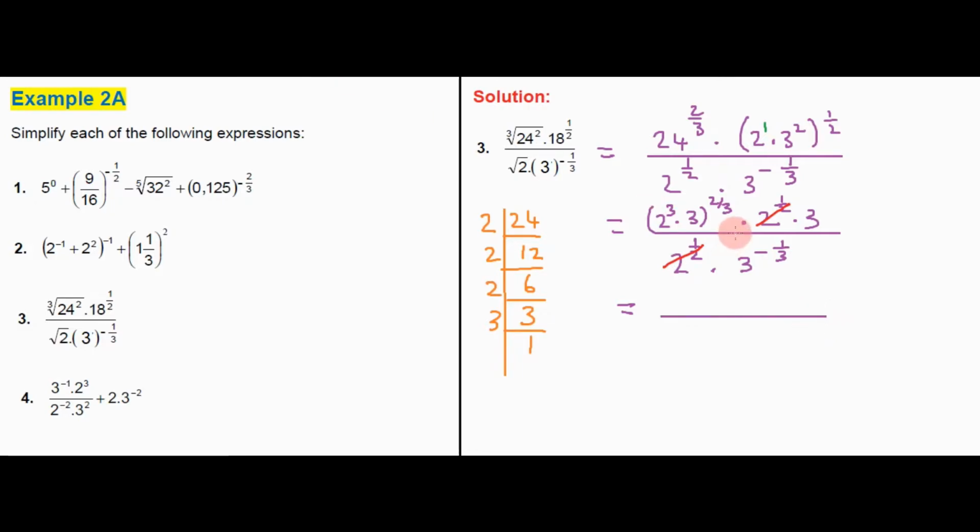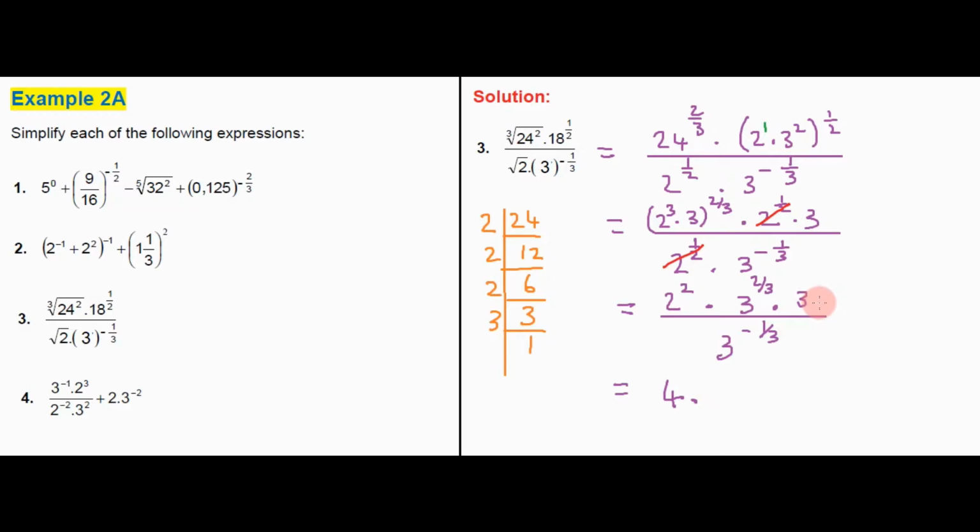And we're going to multiply the powers here where we have brackets. So 2 to the 3 times 2/3. The 3's cancel and we're left with 2. So it's 2 squared. And 1 times 2/3 is 2/3. So it's 3 to the 2/3. Now, 2 squared is 4.